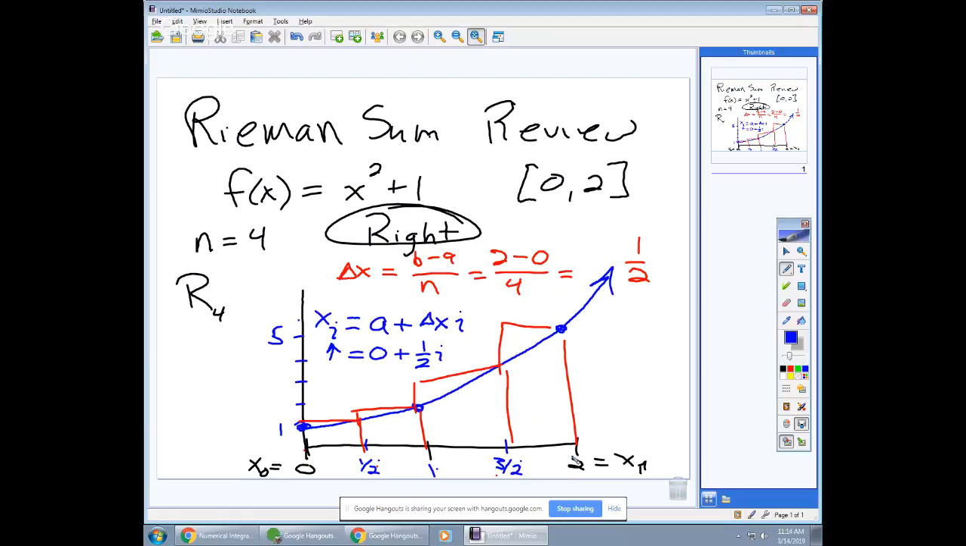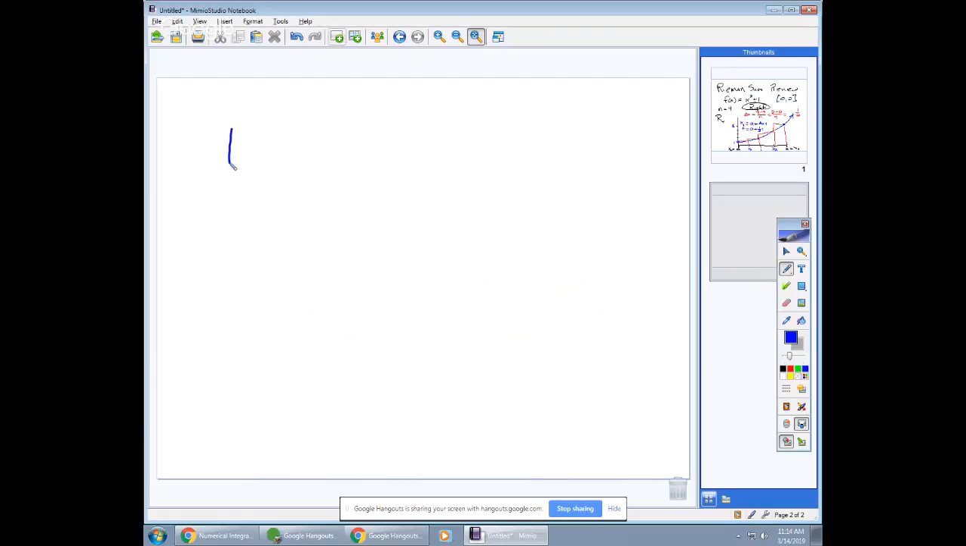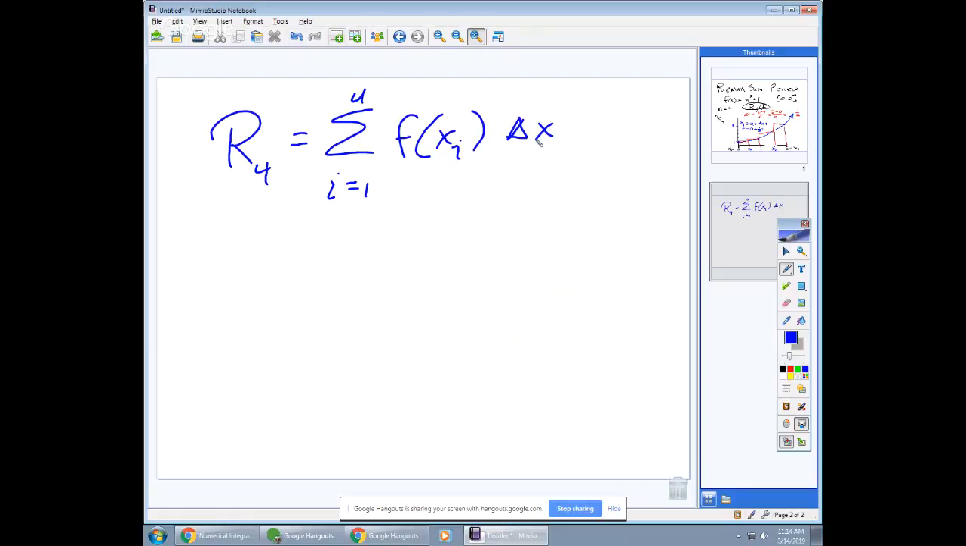So in this case, if we continue, what does this look like? R sub 4 would be the sum as i goes from 1 to 4 of my function evaluated at those special numbers times whatever delta x is. So in order to fill out that sum, we have to first figure out what delta x is. And based on the starting point and ending point, we have to say, what's a formula for the x of i's? So we got that, and we just need to plug that into the function.